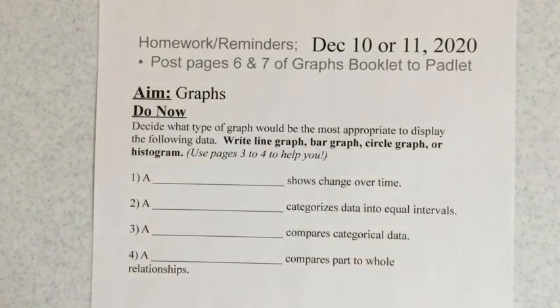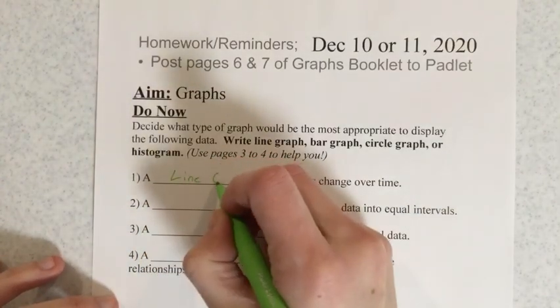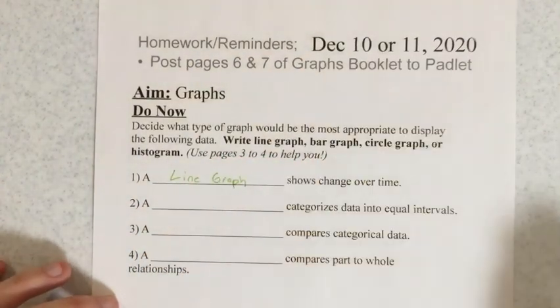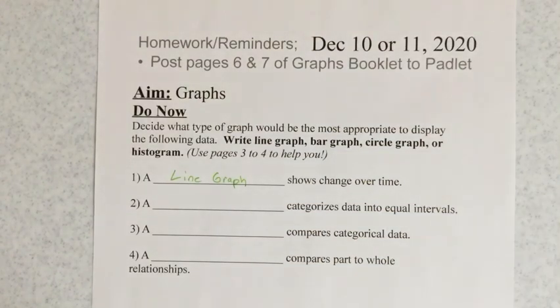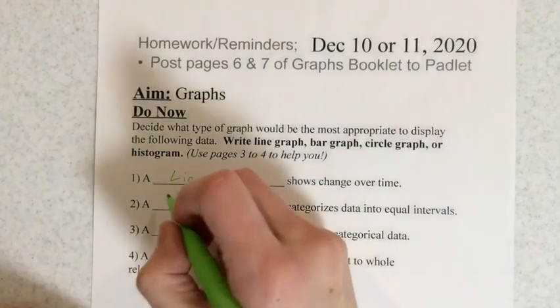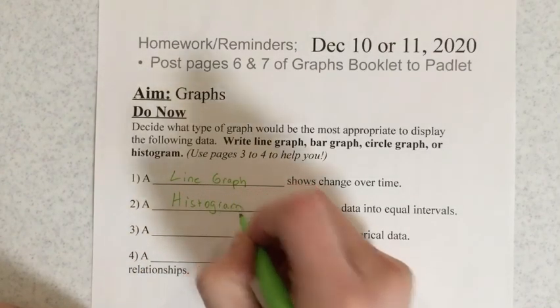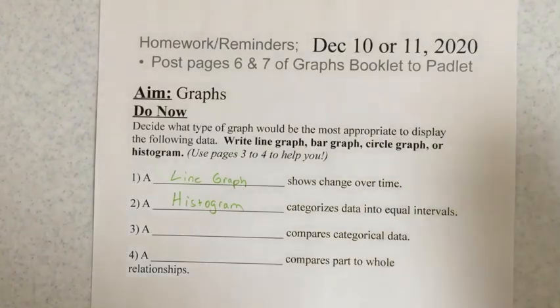Hopefully you answered your Do Now, and now we can go over it. So the most appropriate graph for showing change over time would be a line graph. When we have two data values we're going to show over the same timeline, we can even use a double line graph. A graph that categorizes data into equal intervals is called a histogram. It looks like a bar graph, but the data is broken down into intervals, and the bars on our histogram touch.